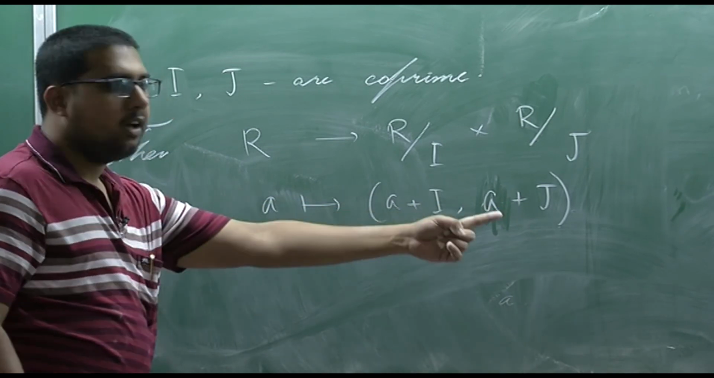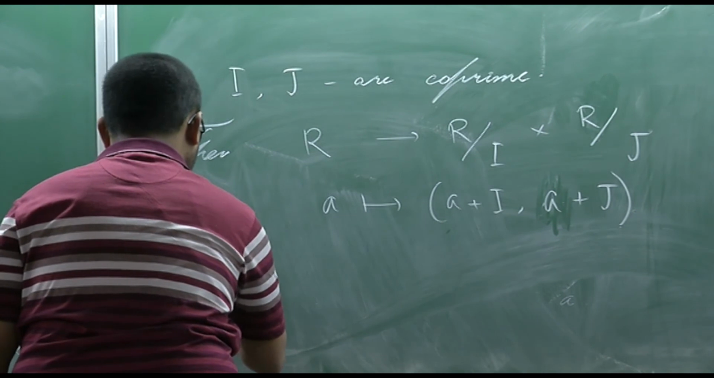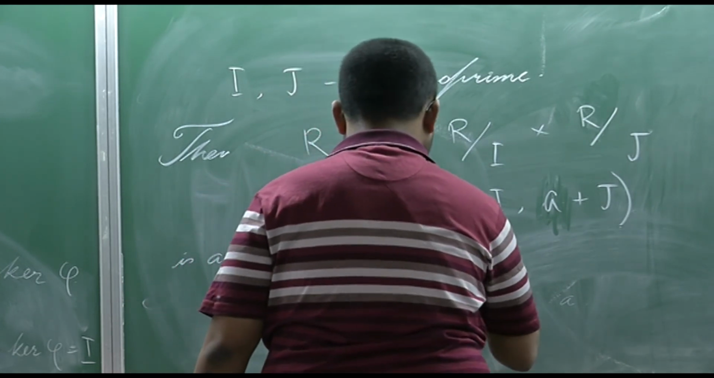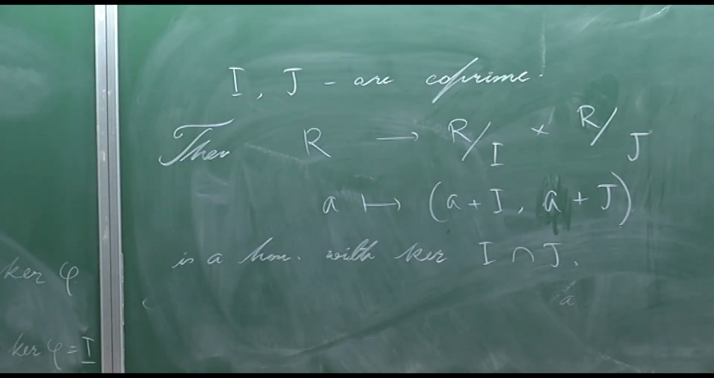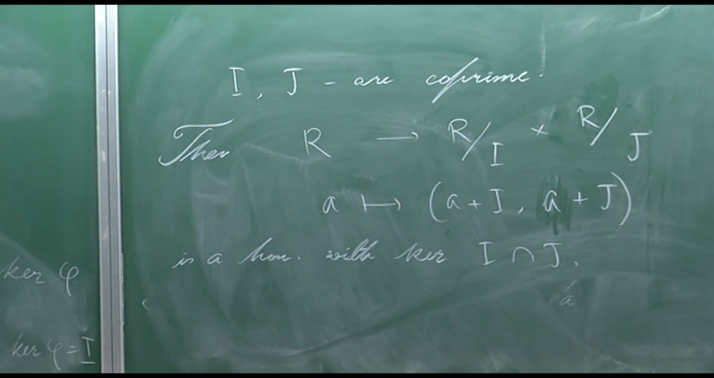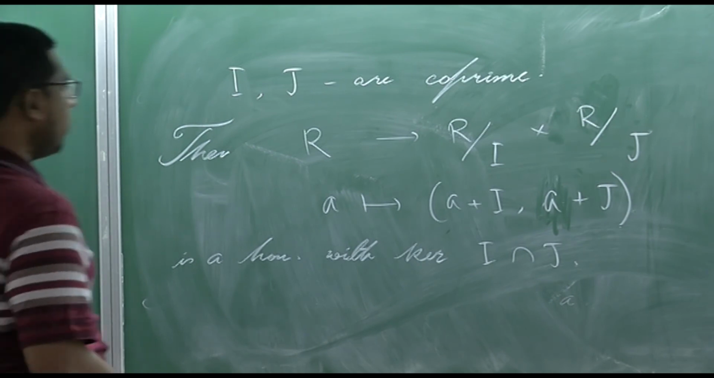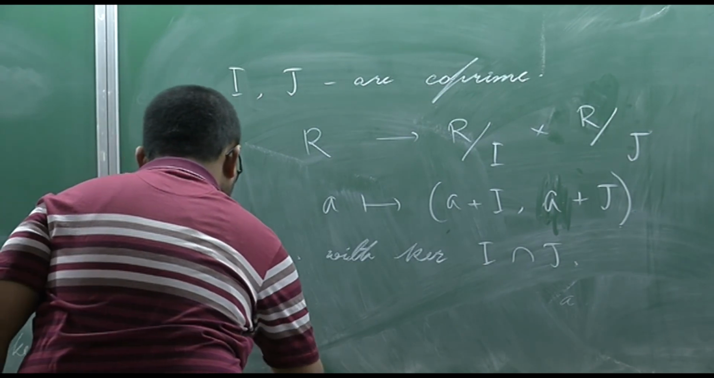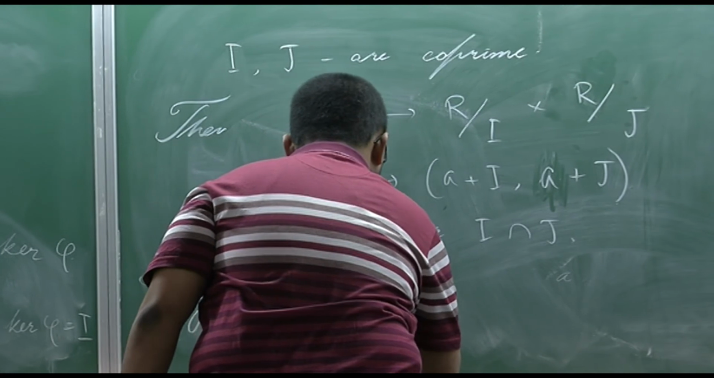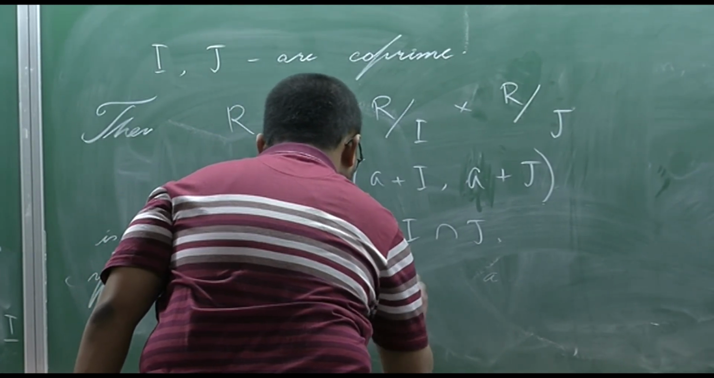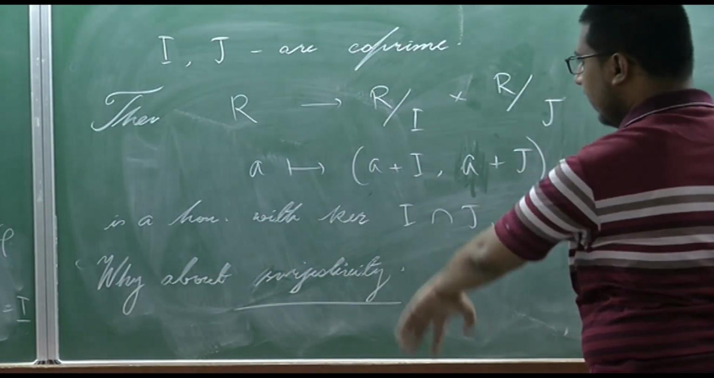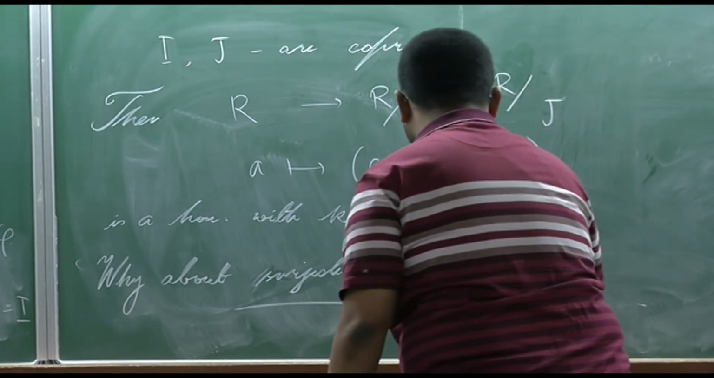It is easily seen to be the intersection. So this is a homomorphism with kernel I intersection J. What about surjectivity? If there were just one factor, then the surjectivity would be obvious, but now we actually have two factors. So what about surjectivity? That is exactly what is being answered by the Chinese remainder theorem. Okay. So, having assumed this is surjective, suppose that we are able to prove this is surjective, then as a consequence we obtain R modulo the intersection of I and J is isomorphic to R/I cross R/J.